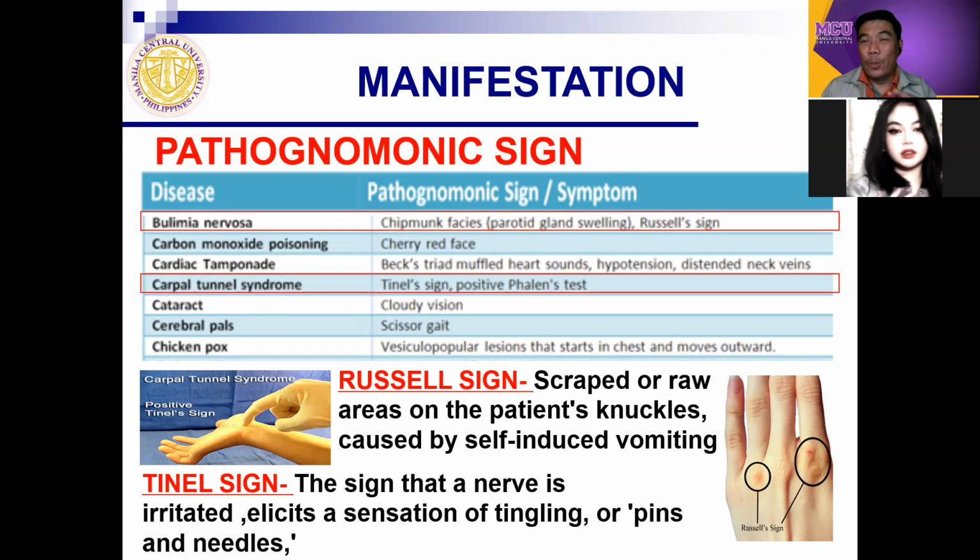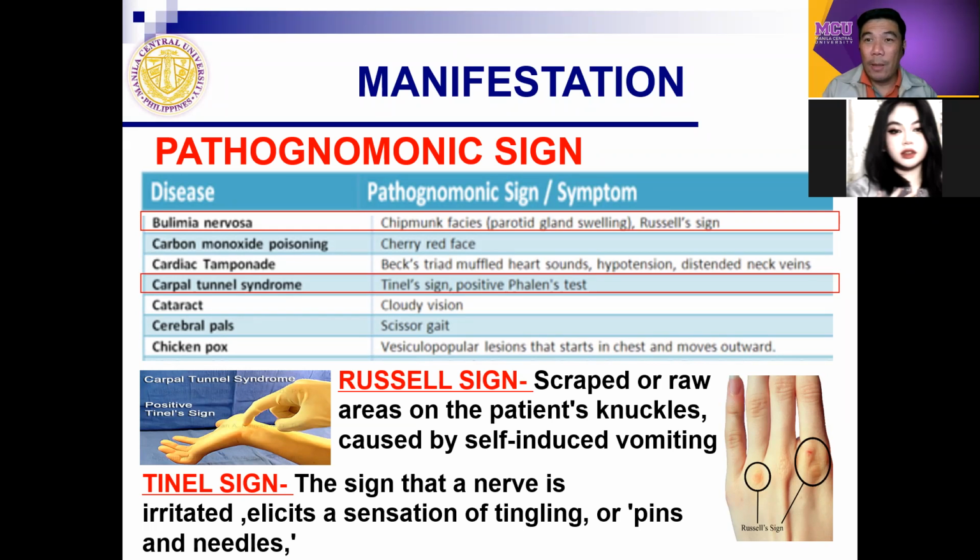This is what happened to, I don't know if you know Karen Carpenter. She really no longer ate. Bulimia nervosa, on the other hand, the person will continue to eat, but will also force themselves to vomit. Usually the pathognomonic sign of bulimia nervosa is chipmunk face. I hope you are familiar with the chipmunk face. Do you know the parotid gland?